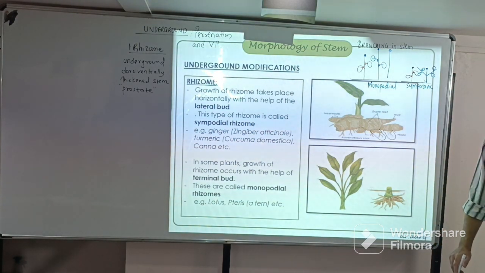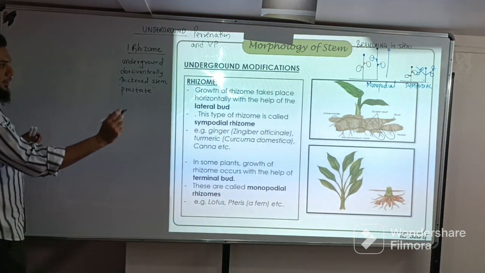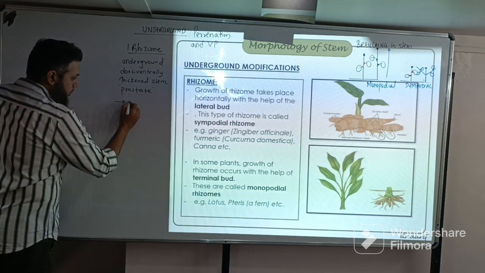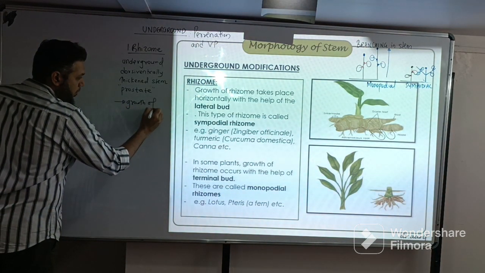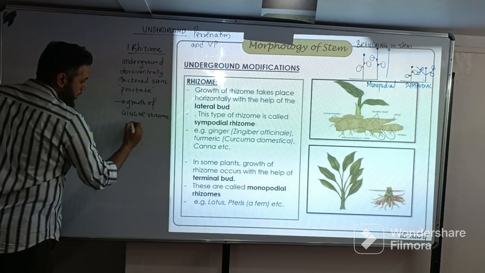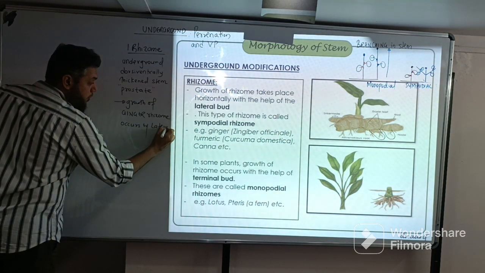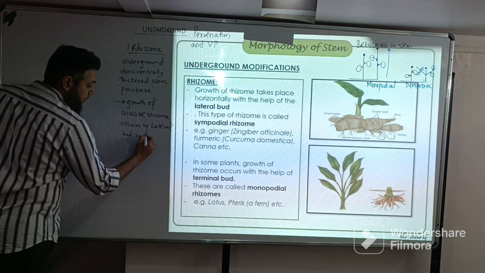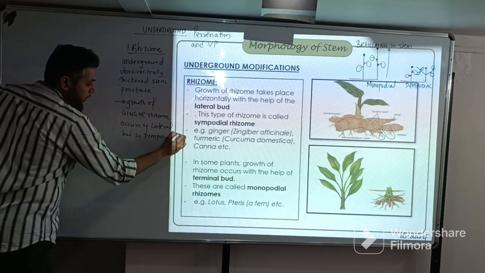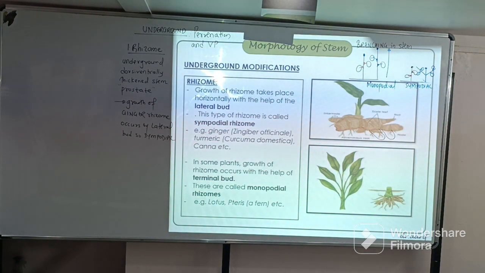So my question to you is, this ginger is going to be an example of a sympodial rhizome or a monopodial rhizome? Very good. I hope you got my point? Yes. So you just told me that the growth of the ginger rhizome occurs by which bud? Lateral bud. So it is which type of rhizome? Sympodial rhizome. Have you got it, everybody? Did you get my point?